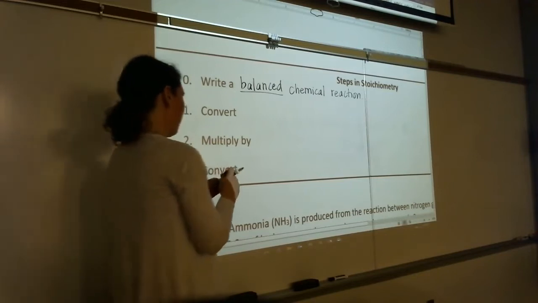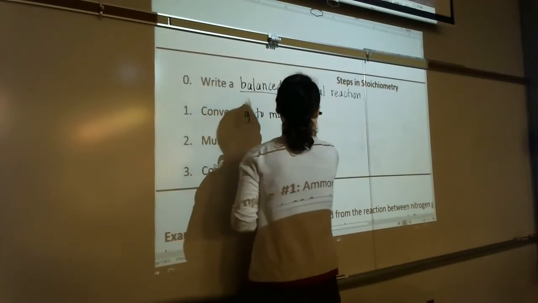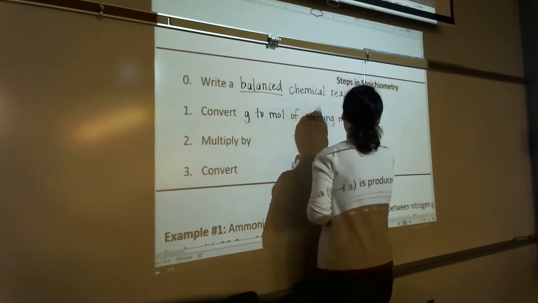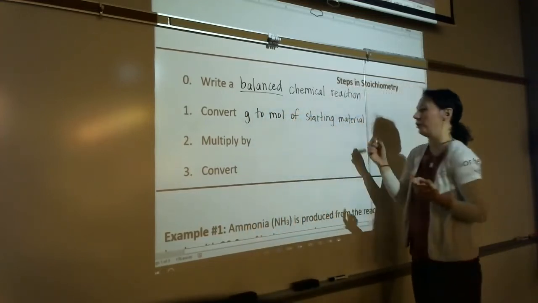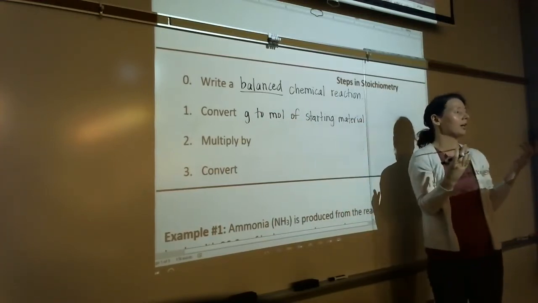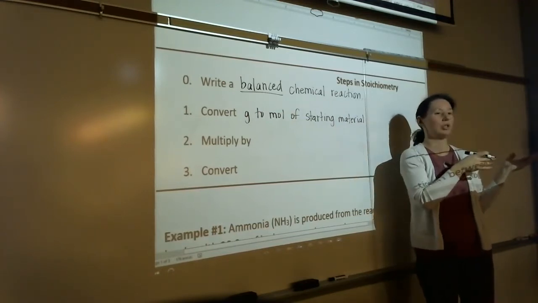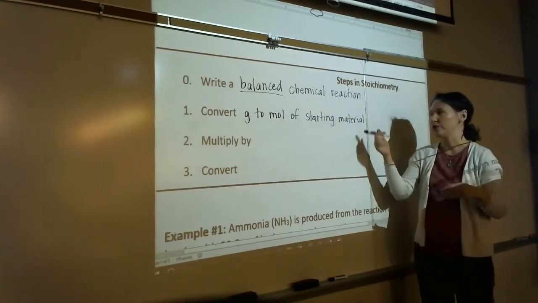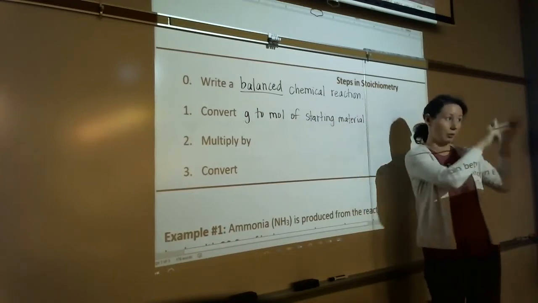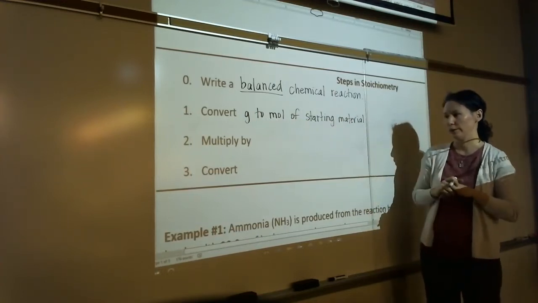All right, so step 1, convert grams to moles of your starting material. And I say starting material because the starting material could be reactants, but it could also be products, right? If you're working backwards, your starting material would be a product. If you're going reactants to products, then obviously your starting material would be reactant. So that's why I say starting material. It just depends on, are you going reactants to products, or are you going backwards, products to reactants? So convert grams to moles of your starting material.